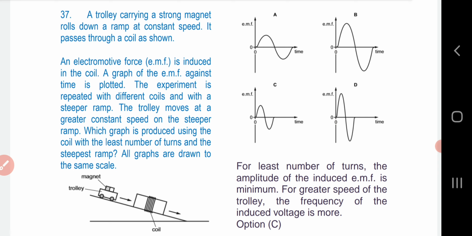And the answer is, for least number of turns, the amplitude of the induced EMF is minimum. The minimum EMF is shown in figure A and in figure C. For greater speed of the trolley, the frequency of the induced voltage is more.